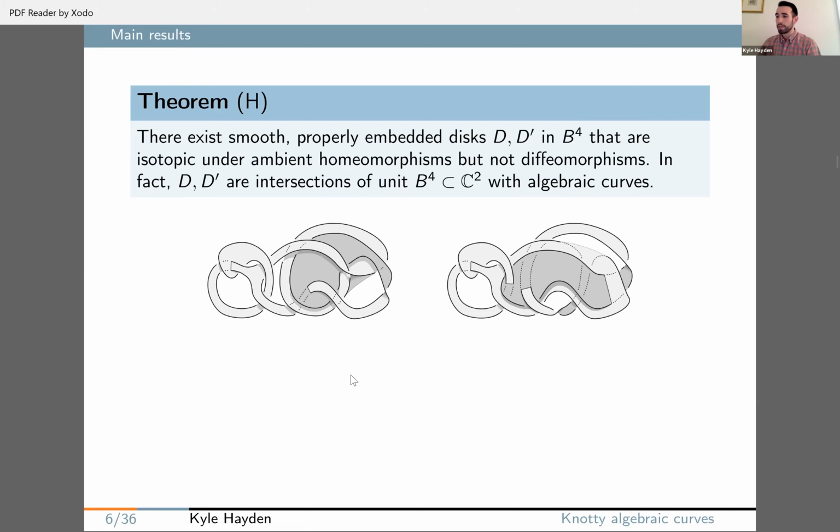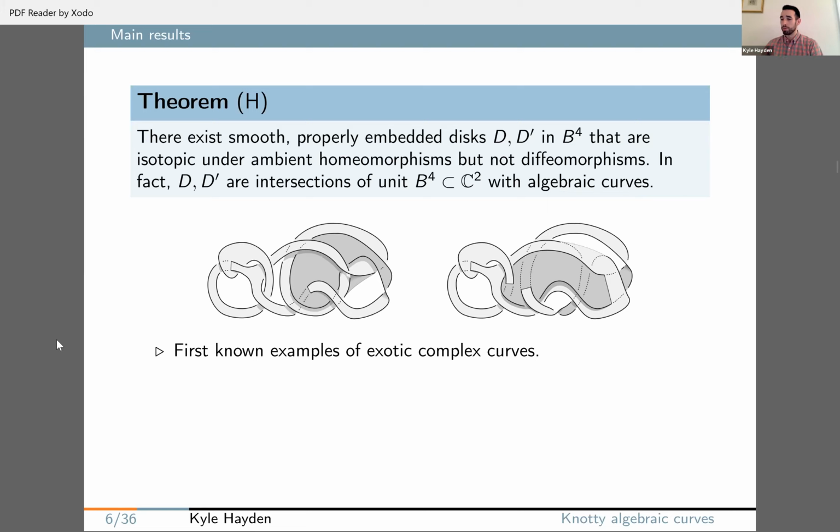The other thing you'll notice is that the boundaries of these disks are virtually identical. They're not exactly identical. To make it easier to draw, I've taken this crossing down here and slid it up to sit over here in the picture on the left. But other than that small fib, you can tell that these disks are bounded by the same knot. But visually, they're not the same disk. And in fact, these are examples of exotically knotted surfaces in the four-ball.